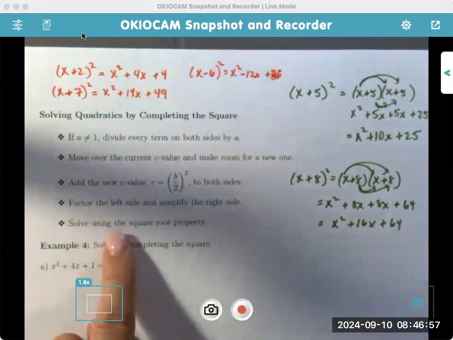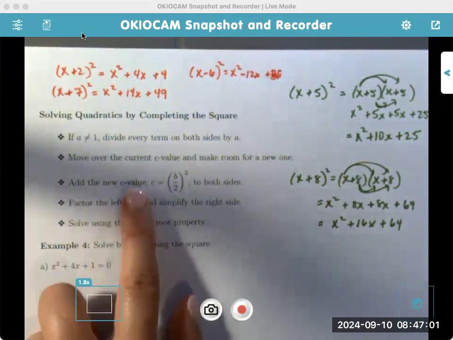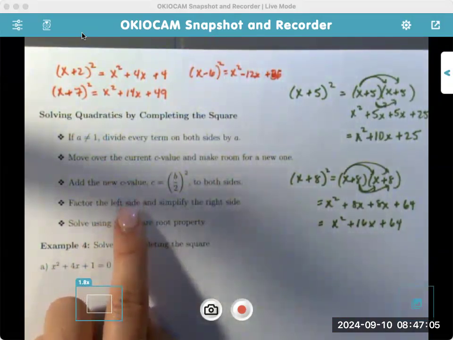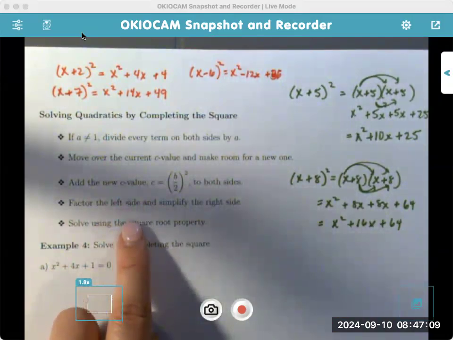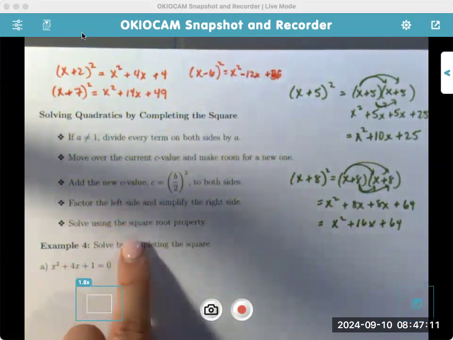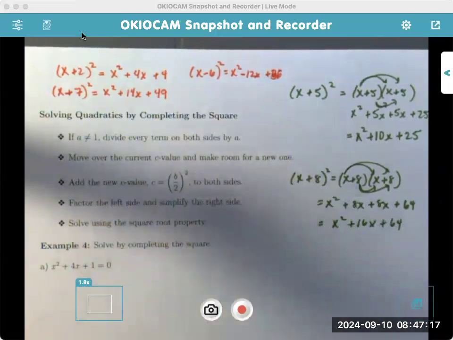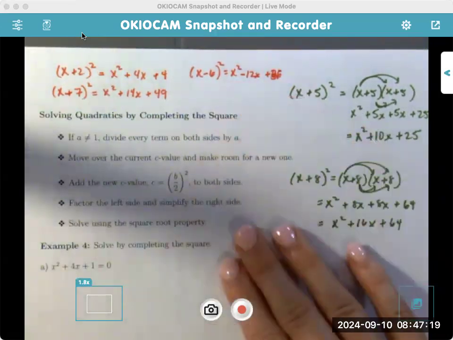So if a is not 1, you want to take out the a from every term. You want to move over the current c value, make room for the new one. Add the new c value, c equaling (b over 2) squared, to both sides. Factor the left side and simplify the right side. Solve using the square root property, which is all fine and dandy. But I kind of like my way. That's why I teach it my way. But if this works for you, go nuts.